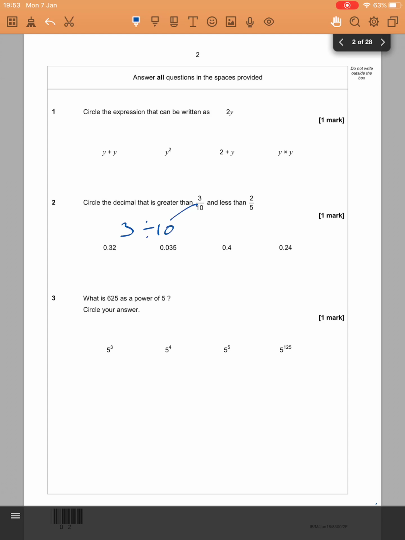What is 625 as a power of 5? So you're given 5 options here. They're all powers of 5, and you can use a calculator to work out which one gives you 625. Now, as an example, 5 cubed is 5 times 5 times 5. You can do that. Or you could use your calculator's power button, which is usually x to the power y. And it's 5 to the power of 3. And that would also work out the answer for you. So you can do that for each of them and see which one gives you 625 as an answer.